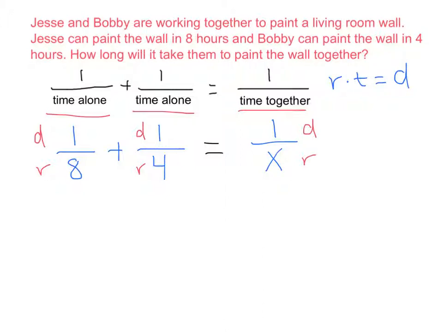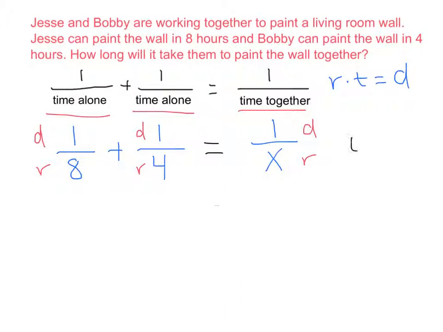And what we've just done is set the times equal to each other, because this fraction represents the time Jesse's going to be painting. This represents the time Bobby's going to be painting, and it's going to equal the amount of time that they've worked together to paint the same wall. So now that we have our equation, we can use our rational equation solving skills to find the answer.